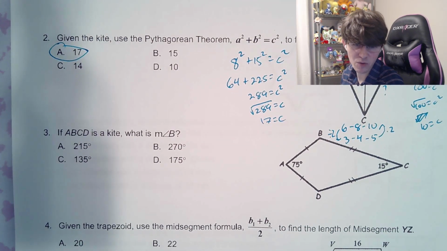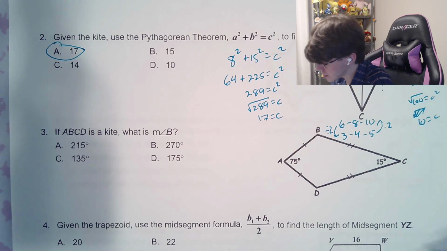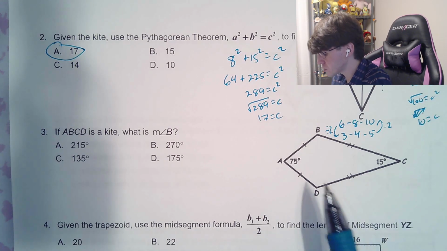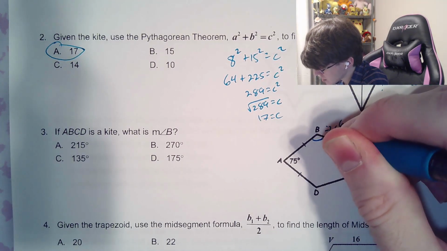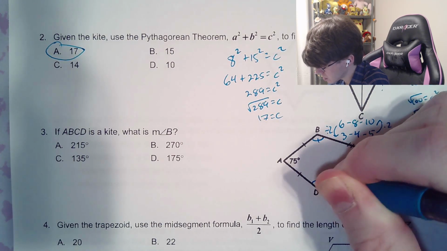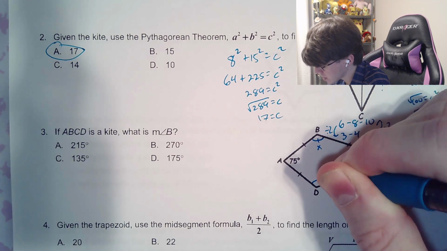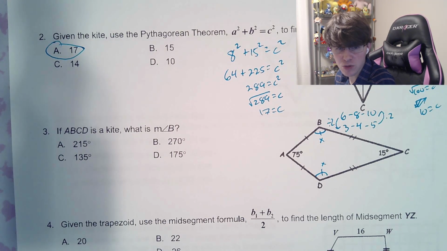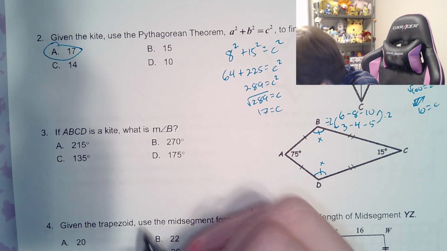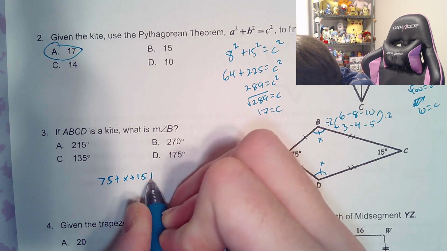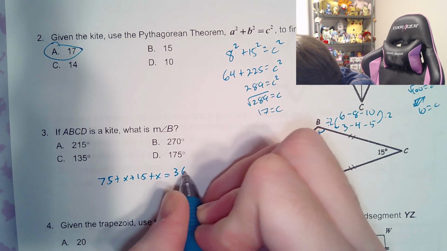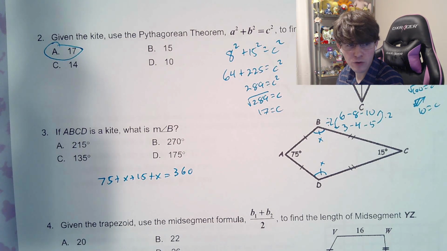If ABCD is a kite, what is the measure of angle B? The big idea is for a kite, where the two non-congruent sides meet, both of these angles have exactly the same value. So this one is the same as this one. Let's go ahead and give it the value x. That way, we can set up a beautiful little equation. We could set up 75 plus x plus 15 plus x is equal to 360, because all quadrilaterals, all four-sided figures, have 360 degrees in their interior.